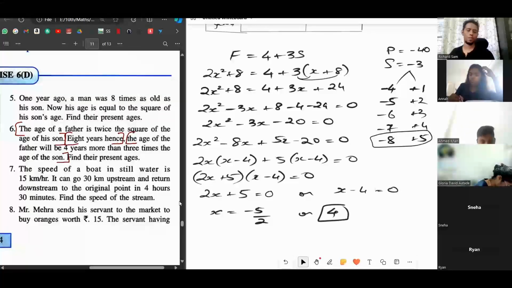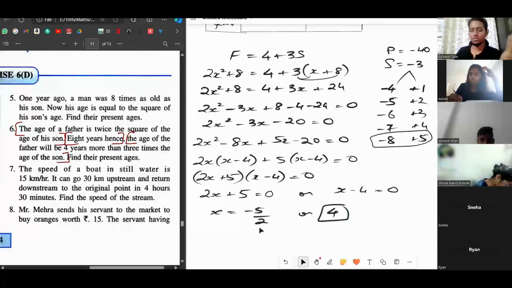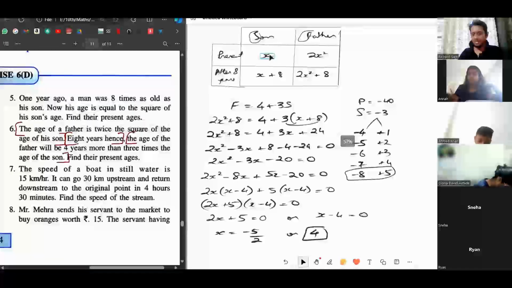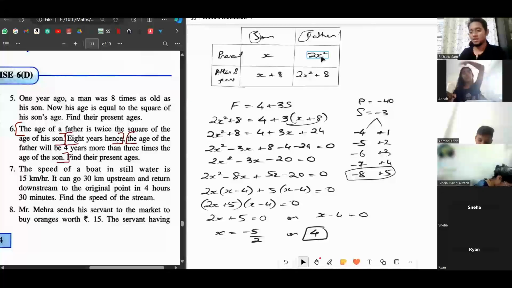Okay, so here, the age of the son would be what, minus 5 by 2 or 4? It's 4, because the age cannot be negative. Not because it's a fraction, but because it's negative, we cannot take minus 5 by 2 as the age. All right, so that's your answer. You write the answer. Find their present ages. So what is the son's present age and what's the father's present age? Son's present age is x, that is 4. And father's present age would be? Okay, 4 into 2, 4, I mean, 4 4s are 16, 16 into 2 is 32.